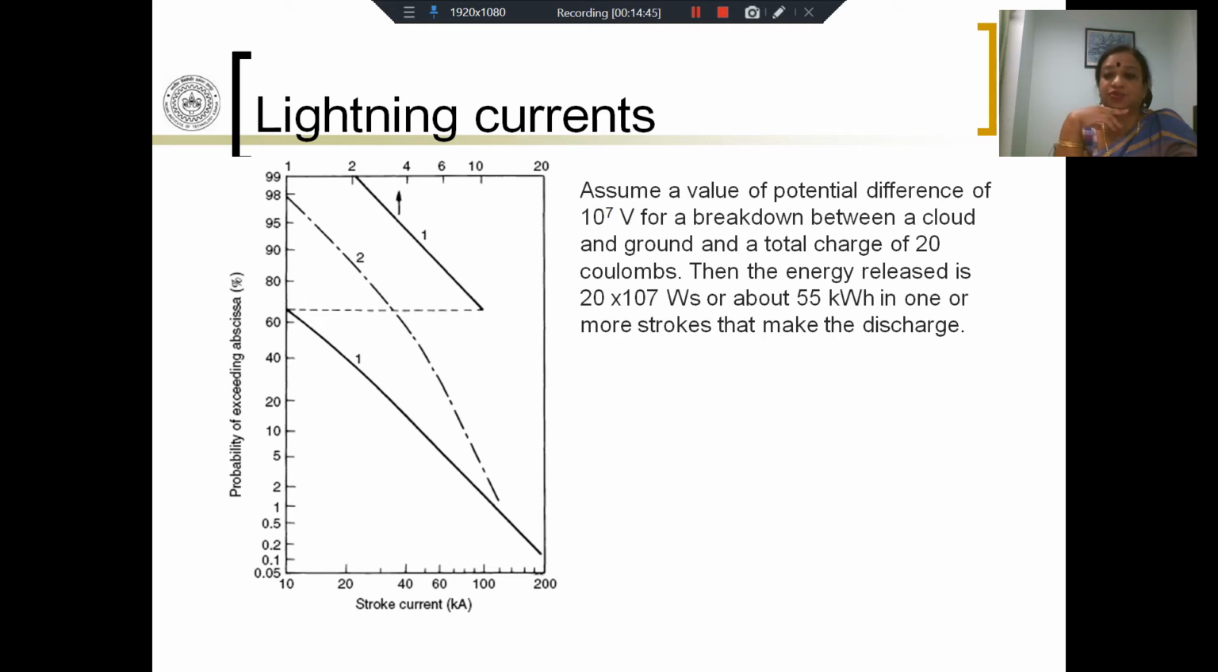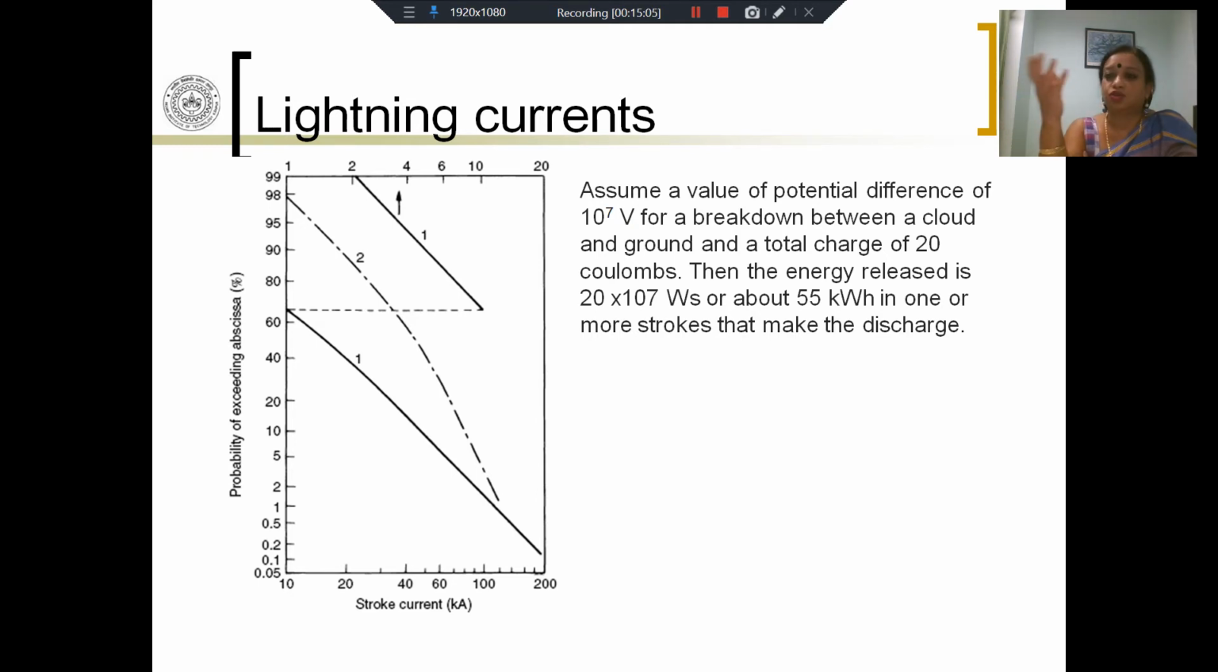The energy that will be released would be 20 into 10^7 watt-seconds, which is about 55 kilowatt-hours. Of course, this energy may not be discharged by one stroke, but will be discharged through one or more strokes, and most of the energy content will be in the initial strokes.